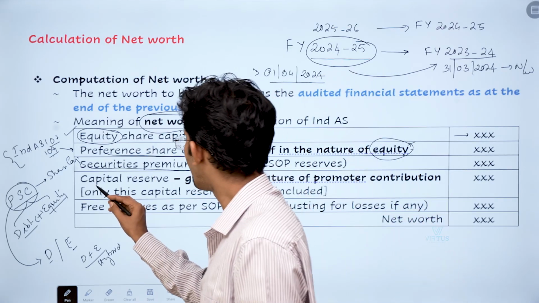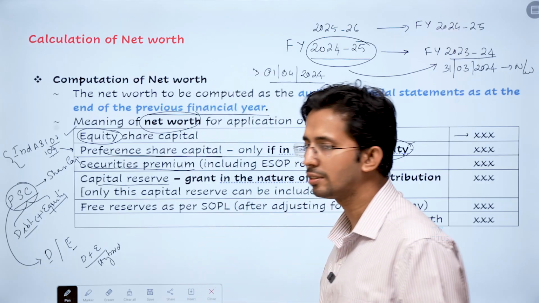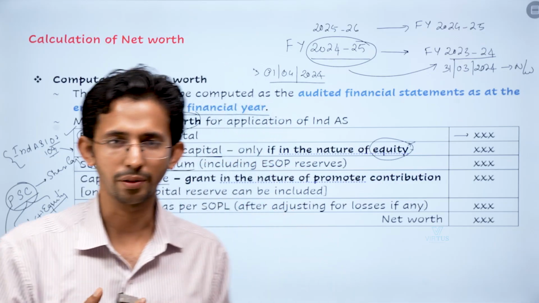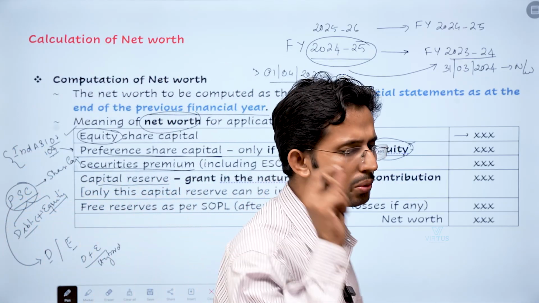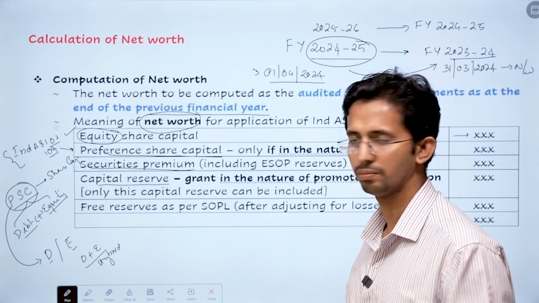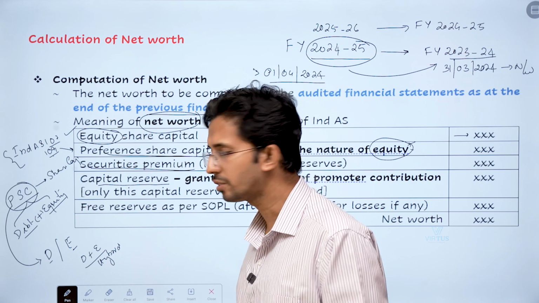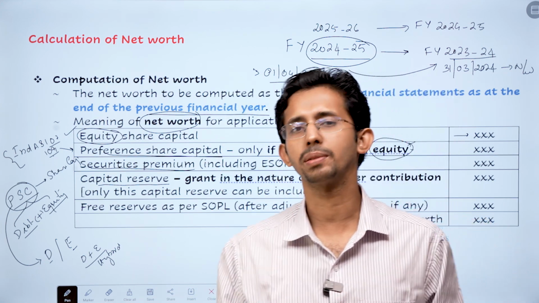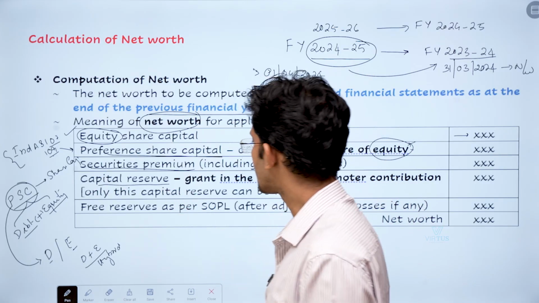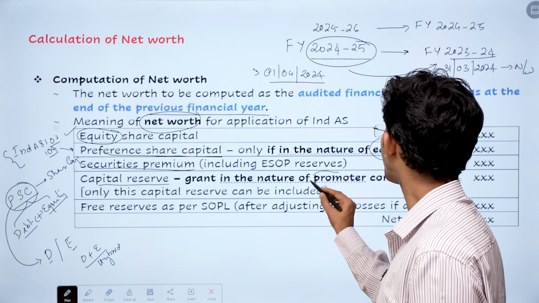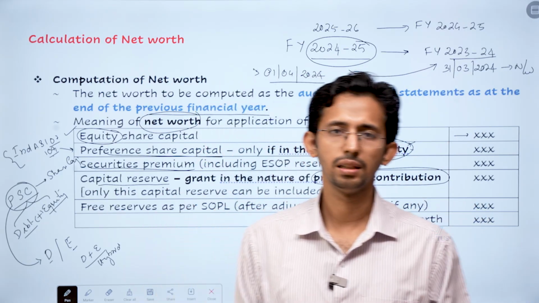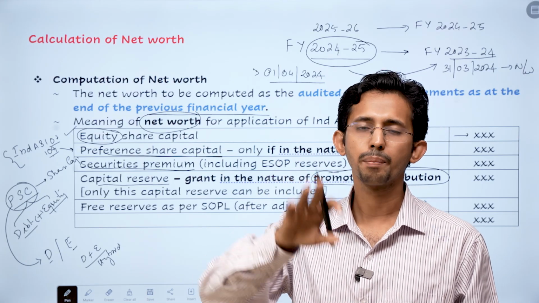Now next, capital reserves. Capital reserves is a special item. These are the things you have to be very careful about from your exam perspective, because they will give you some adjustments over here. So unless you are clear about its conditions, you will not be able to compute the net worth. Capital reserves are reserves which are created for specific purposes. Capital reserves can be considered only if they are in the nature of promoter's contribution, not otherwise.